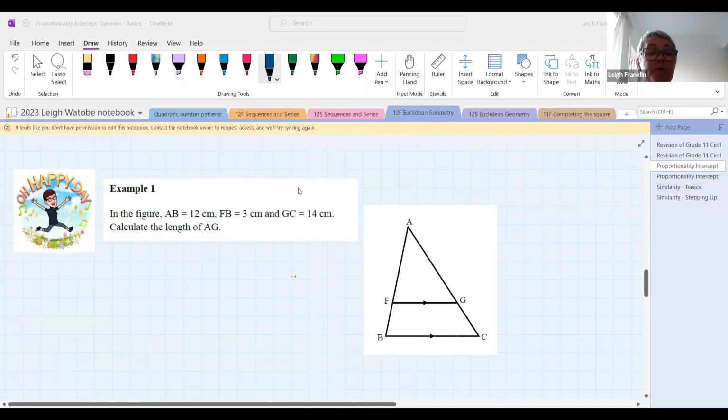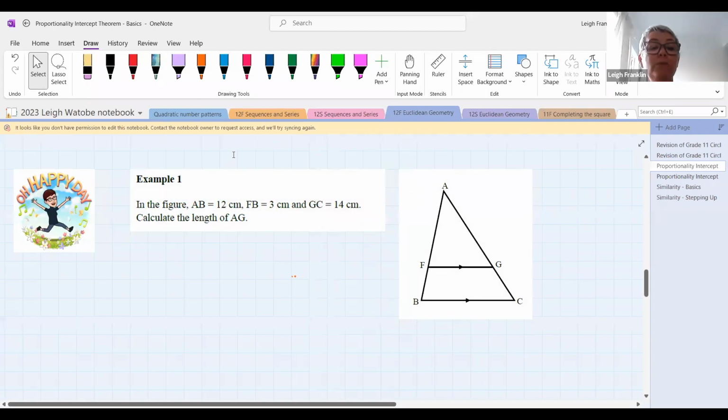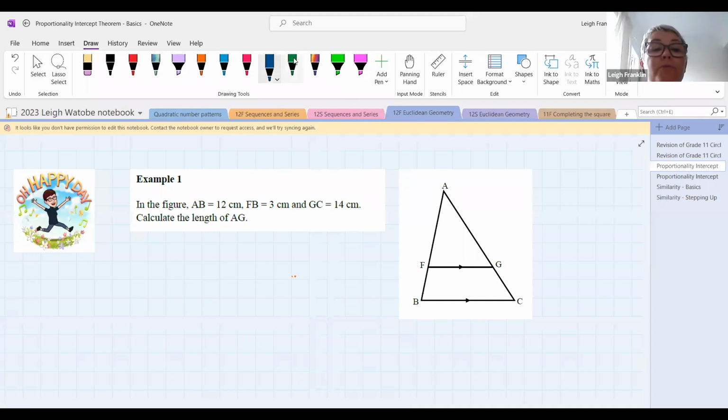So what I'm going to do is jump over that and go straight to the first example, because I want to give you guys an opportunity to try a question like this. Here is our basic entry-level question. They've told us that AB is equal to 12 centimeters. FB, this little bit over here, is equal to 3 centimeters. GC, this bit over here, is equal to 14 centimeters. The question is to calculate the length of AG, that's this bit over here.